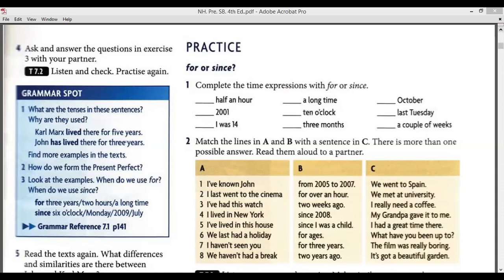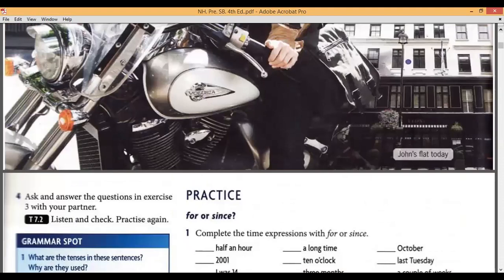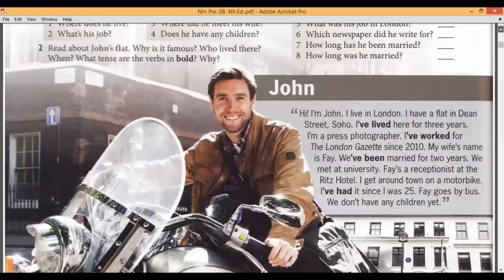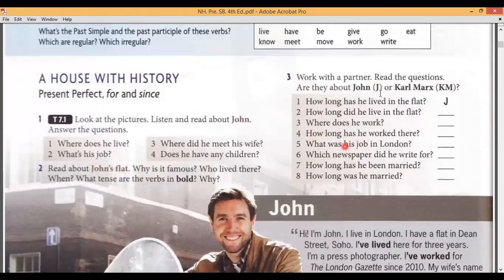Can you now look at exercise 3 here, everyone? Exercise 3. Can you ask and answer the questions? Number 1. How long has he lived in the flat? 2. How long did he live in the flat? 3. Where did he work? 4. How long has he worked there? 5. What was his job in London? 6. Which newspaper did he write for? 7. How long has he been married? And 8. How long was he married?